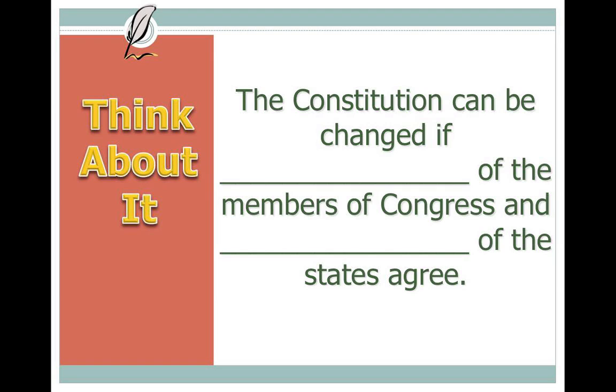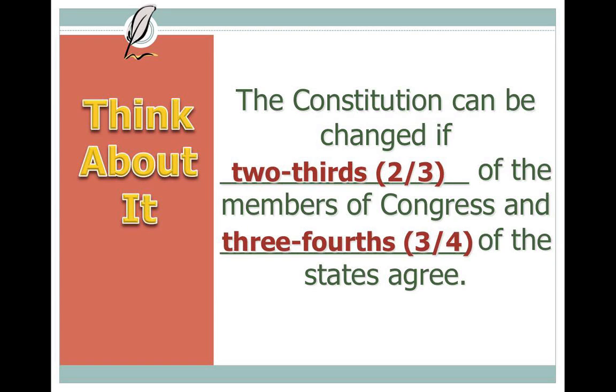The Constitution can be changed only if 2/3 of the members of Congress and 3/4 of the states agree. 2/3 of Congress have to vote to consider ratification of an amendment. And once that amendment passes 2/3 in the House and Senate, then it has to go to 3/4 of all the states to agree. So it's very difficult to change the Constitution.